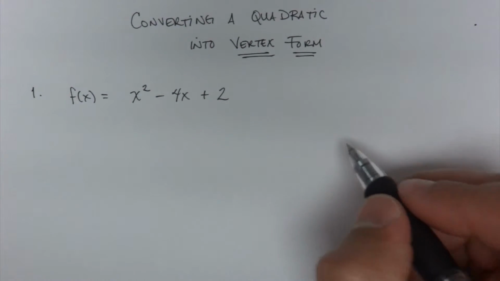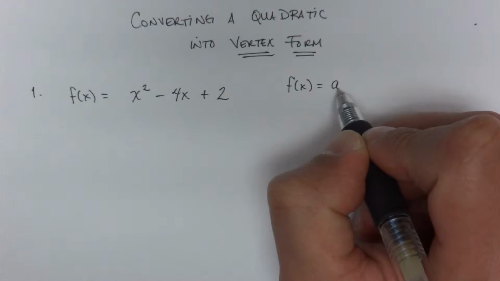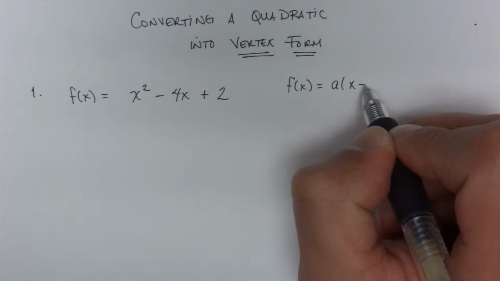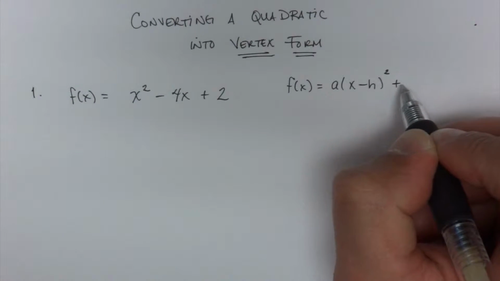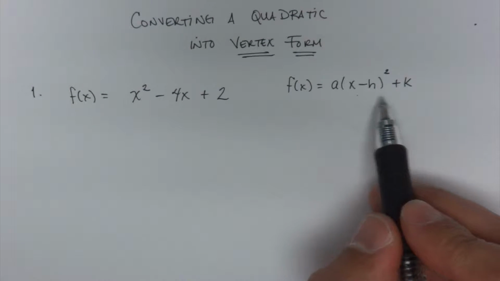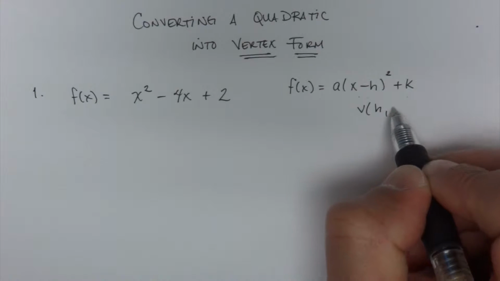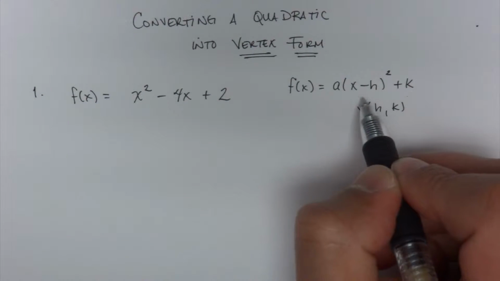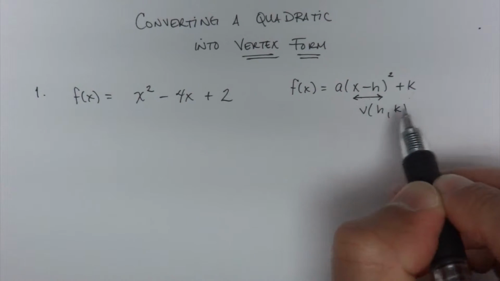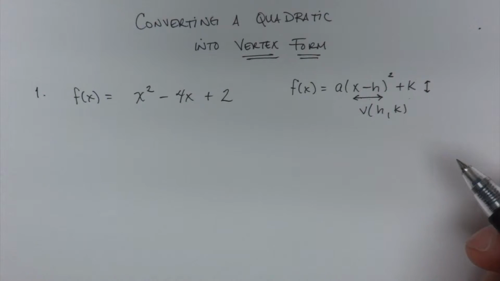And what is vertex form? Well, vertex form just says that we can write it as a, which is a constant out on the outside, times (x minus h) to the power of 2, plus k. So these two here, h and k, are my vertex. Now remember, the h inside here is going to move it left or right. The k, whether it's positive or negative, is going to move it up or down.